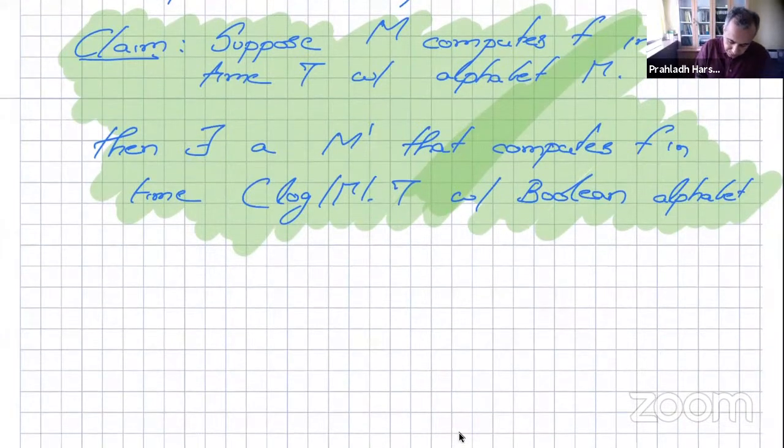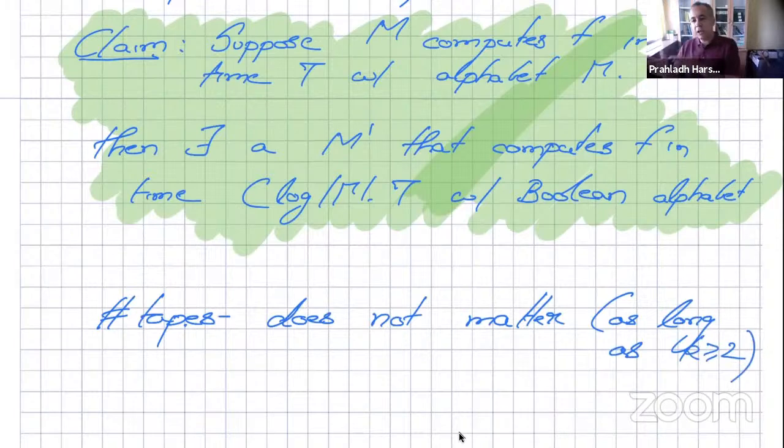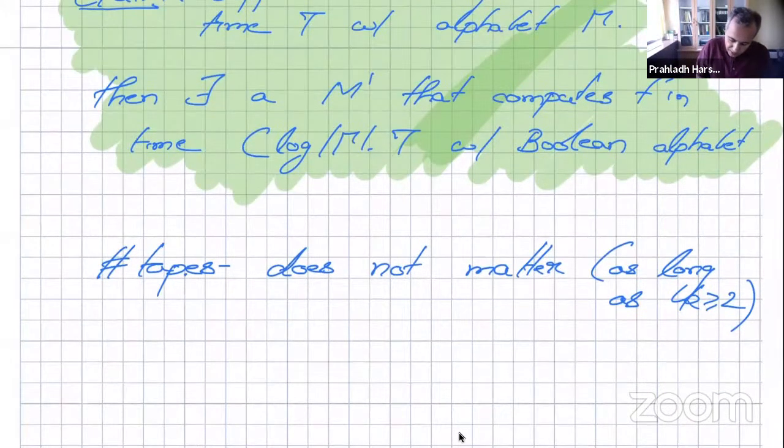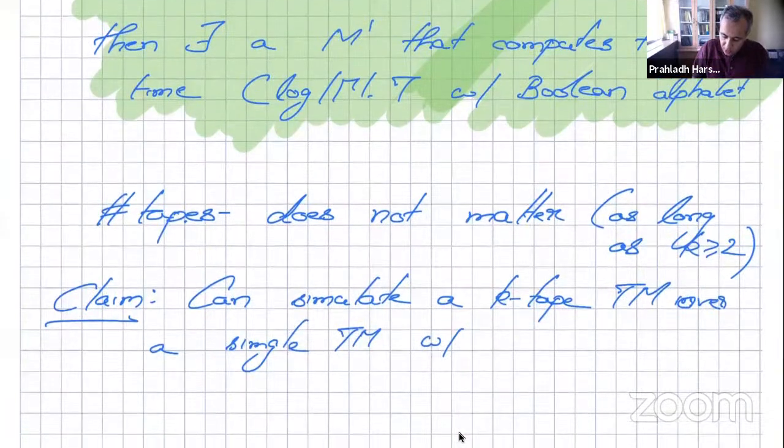Similarly, another thing I want to claim you can do, these are all the various robustness: the number of tapes. The number of tapes also does not matter, as long as k is greater than or equal to 2. That is, you can simulate any k-tape machine on a 2-tape machine with just a constant overhead. Furthermore, the claim I'll state is you can simulate a k-tape Turing machine over a single tape Turing machine with at most a quadratic overhead.